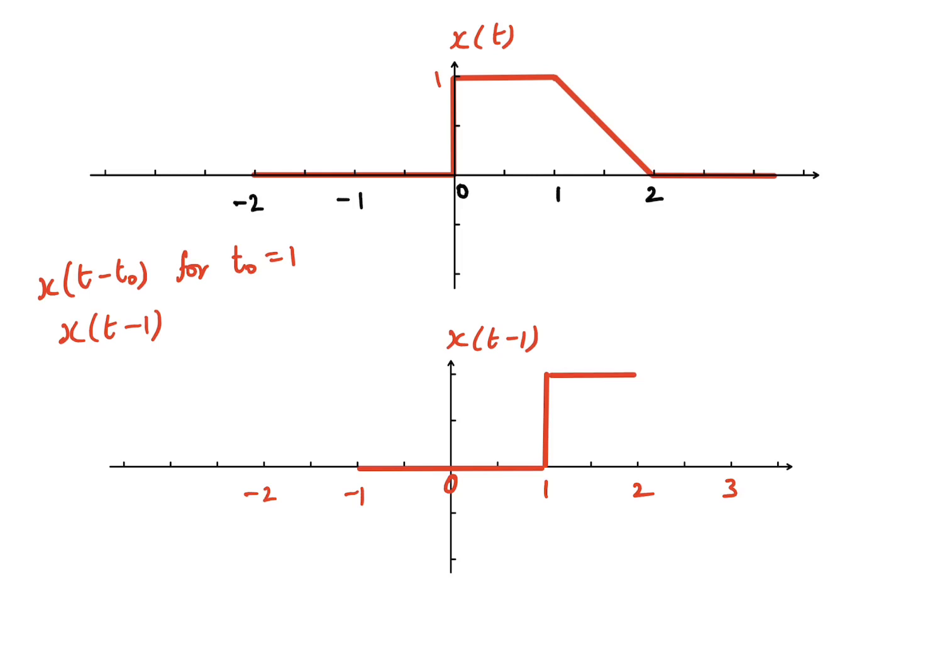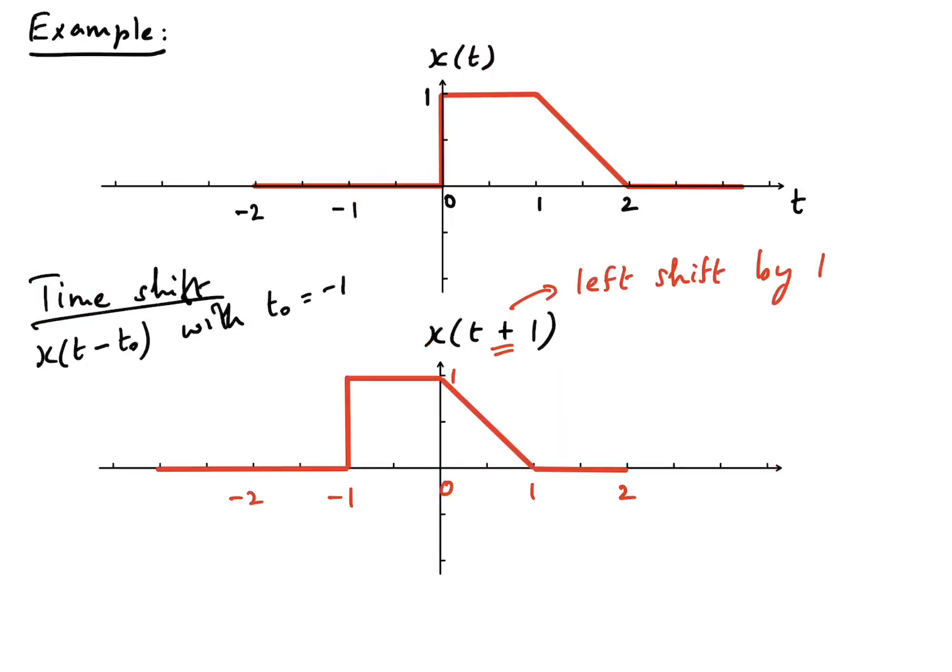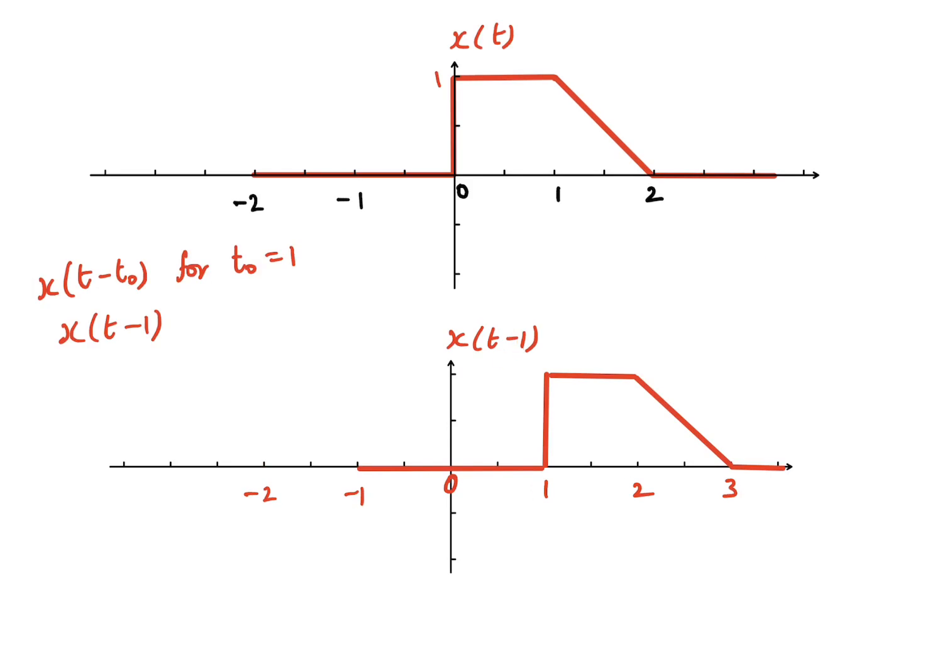Let me draw this properly. So it exactly ends at 2, and then it has this gradual transition up to 3, and after 3 it is going to be constant like this. So this is the right shifted version of the original signal, and it is right shifted because we have a minus here. When there is a plus in the transformation, then it's a left shift. When there is a minus here, it's a right shift.